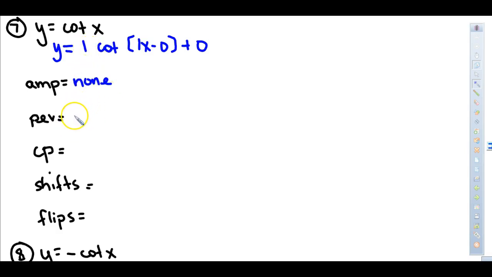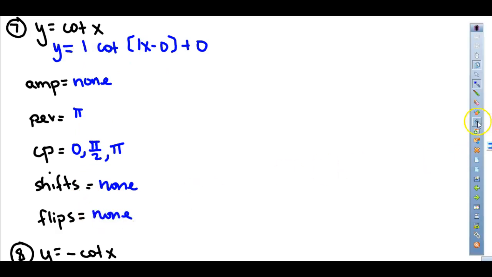Alright, the period is pi divided by the absolute value of b. B is 1, so the period is just pi. Critical points will be 0, half of the period, and then the period itself. See, I think tangent and cotangent are the easiest ones to graph. Shifts, C and D are both 0, so there are none. Flips, A and B are both positive, so there are none on the parent function, of course.